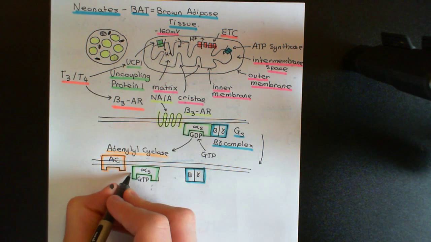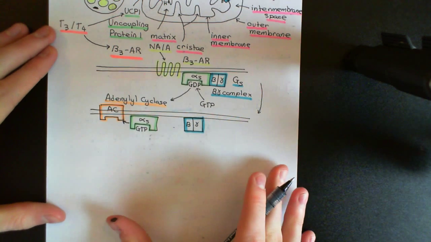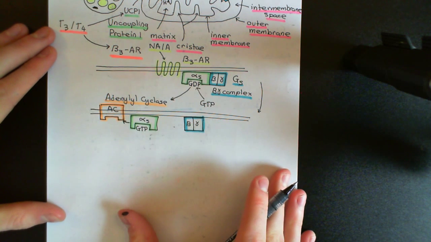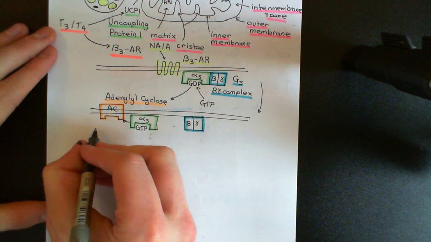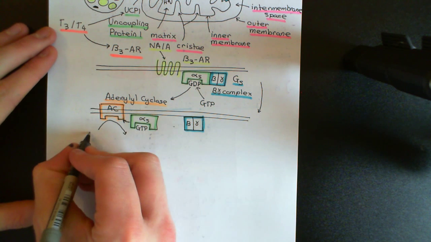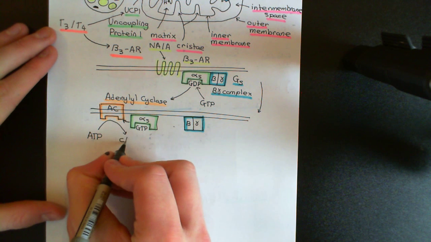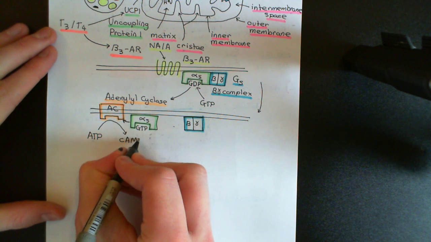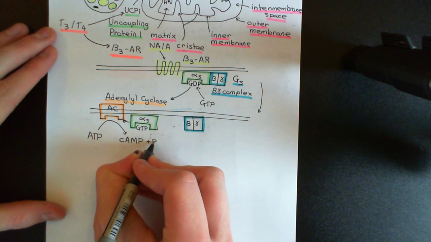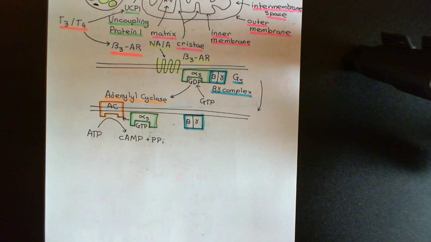So the alpha S GTP subunit comes along, binds to the adenylyl cyclase, activates it, and now the adenylyl cyclase is going to start catalyzing the reaction which it is famous for. The reaction which it catalyzes is the conversion of ATP, adenosine triphosphate, into cyclic AMP, cAMP, plus a pyrophosphate molecule. So we get the production of cyclic AMP in the brown adipocytes upon the stimulation of these beta-3 adrenergic receptors.